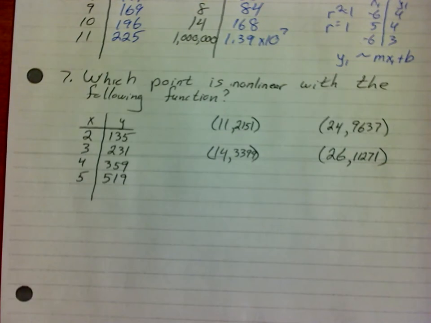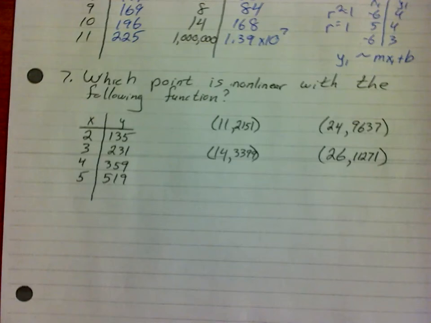So I would go back to my Desmos calculator, okay? I would basically just go ahead and delete that table, start a new one, because we want the x1, y1 in this case. My x's that we have here are 2, 3, 4, and 5, and the y's that we have here are 135, 231, 359, and 519, okay? Now, if I go ahead and put my equation in, the y1 is squiggly to mx1 plus b.